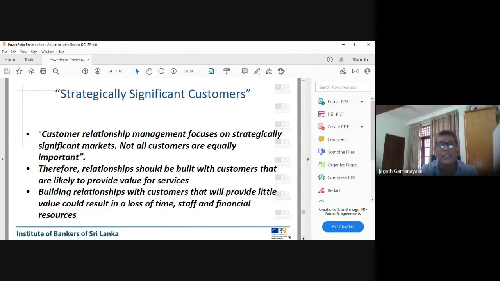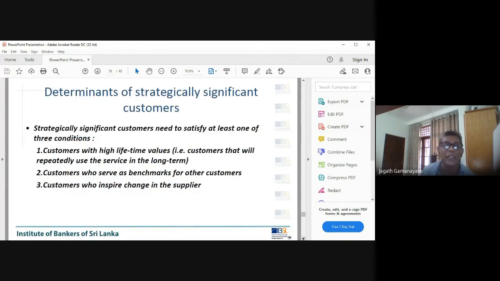Now, customer relationship management sometimes focuses on strategically significant markets. They consider that not all customers are equally important. Therefore, you must try to build a certain relationship with those significant customers, right? Like banks: the central bank as a regulator gives special attention to significantly important banks, because 55% of their asset base is in these 4-5 banks. Therefore, the central bank pays more attention to these banks.